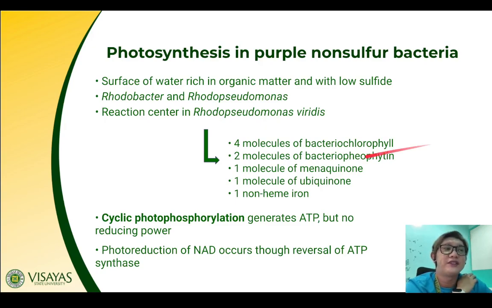First, let's focus on the purple non-sulfur bacteria. They are found on the surface of water that is rich in organic matter with low sulfide, because they are non-sulfur bacteria. Examples are Rhodobacter and Rhodopseudomonas. For example, the reaction center in Rhodopseudomonas viridis consists of 4 molecules of bacterial chlorophyll, 2 molecules of bacteriopheophytin, 1 molecule of menaquinone, 1 molecule of ubiquinone, and 1 non-heme iron. These are found at the reaction center.